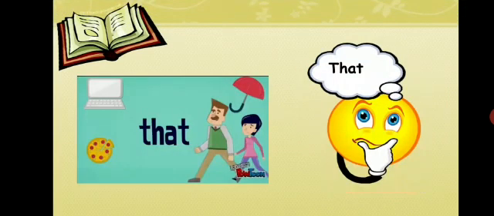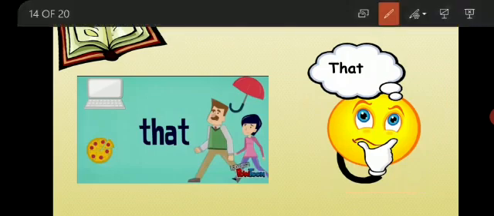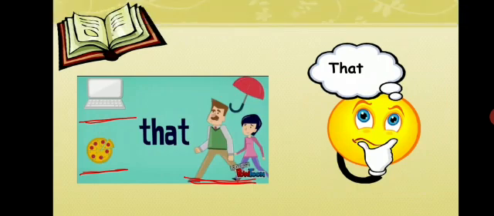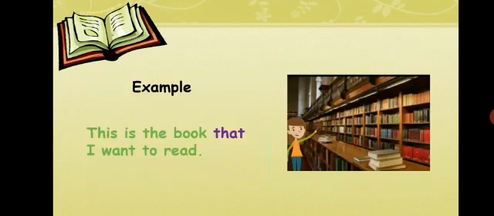Okay. Next relative pronoun, that. That is also used for objects, and it is also used for a person. This is for the same objects as well as for a person. We will further elaborate this concept with the help of an example. Okay, now look at the picture. This is the book that I want to read.